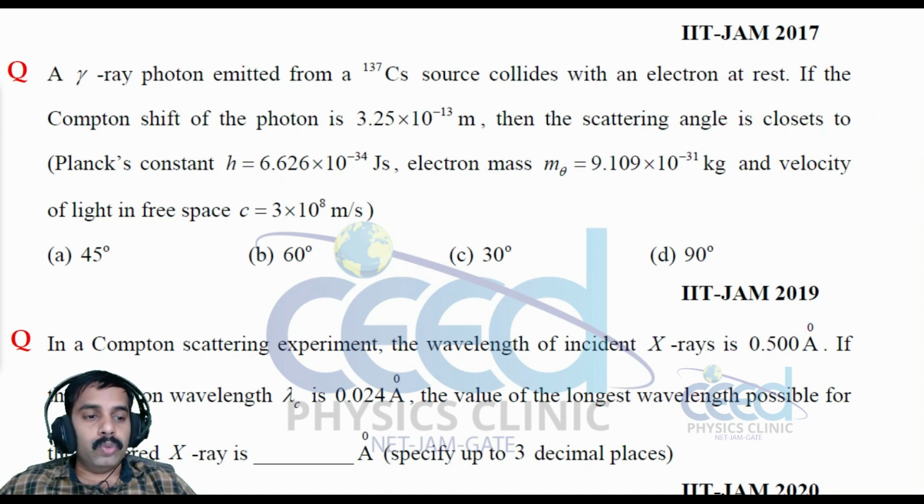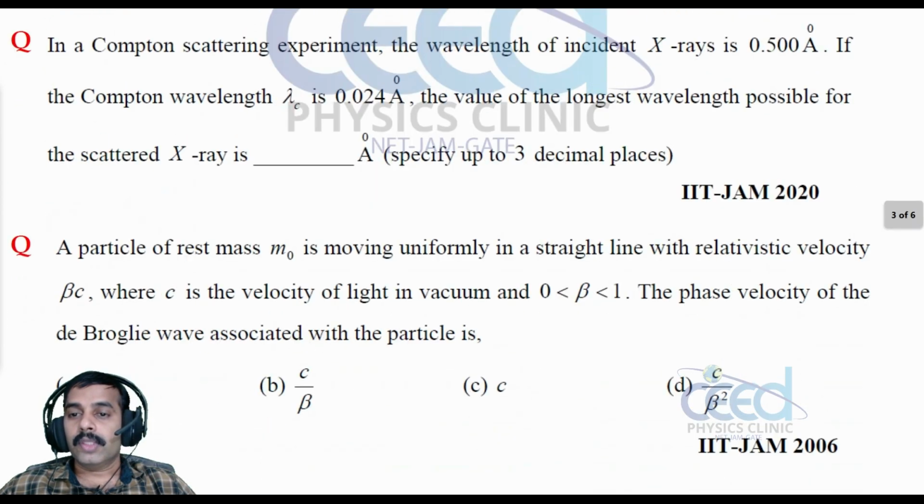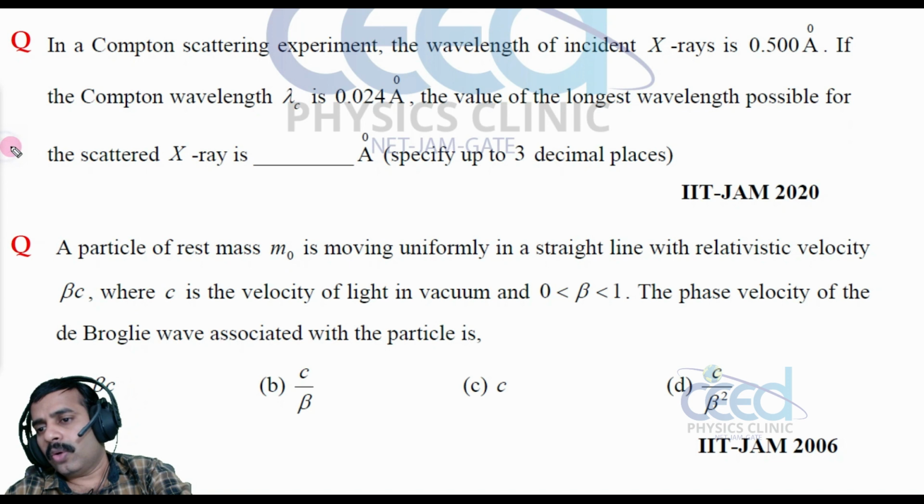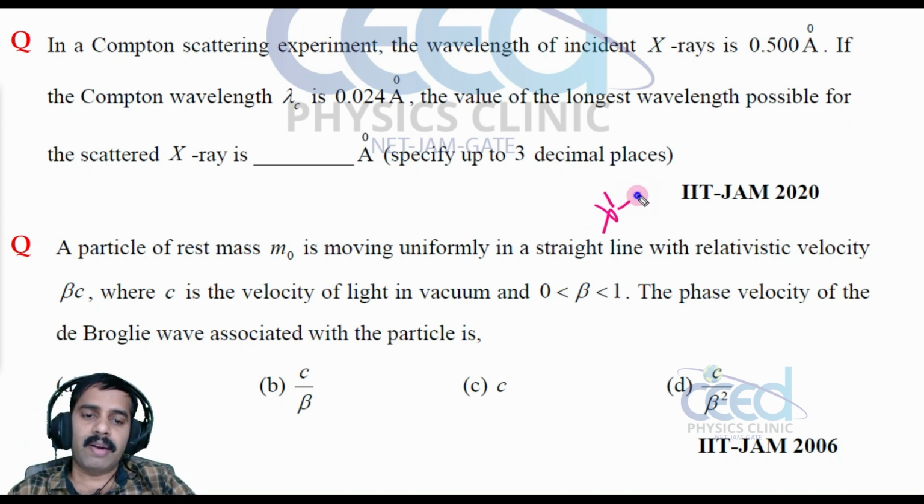Now let us come to another question. In the Compton scattering experiment, the wavelength of incident X-rays is 0.500 Angstrom. If the Compton wavelength is also given, the value of the longest wavelength possible for the scattered X-ray, in Angstrom, is asked. So we require to find the longest wavelength possible, that is lambda dash minus lambda is equal to h by m0 c into 1 minus cos theta.